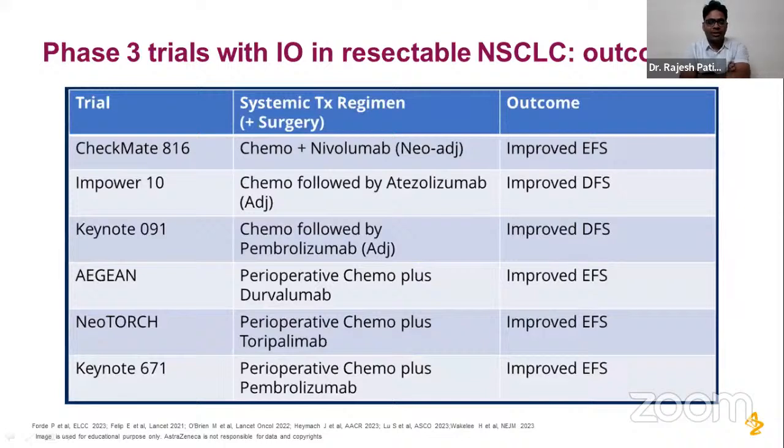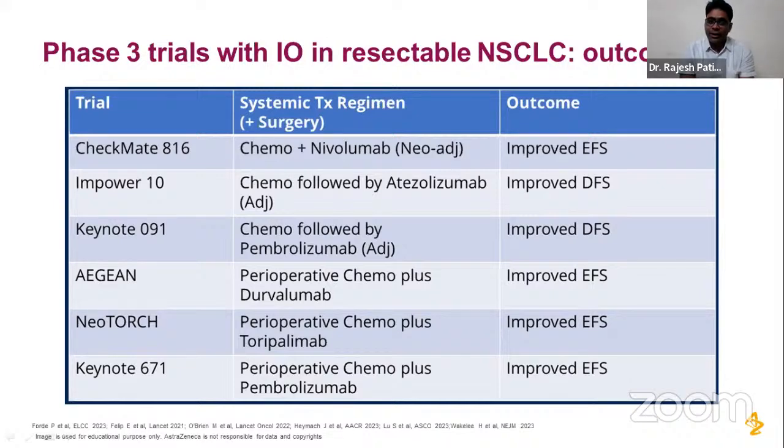There were various studies done in this setting, in the neoadjuvant or adjuvant setting, and most of the immunotherapies have given improved event-free survival. In Checkmate 816, chemotherapy with nivolumab in the neoadjuvant setting improved EFS. In IMpower 10, it was atezolizumab which improved DFS in the adjuvant setting. In Keynote 091, it is pembrolizumab in the adjuvant setting which improved DFS.